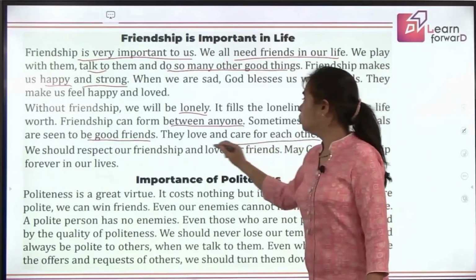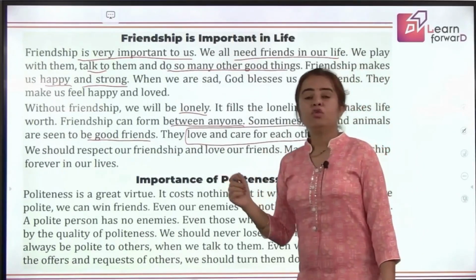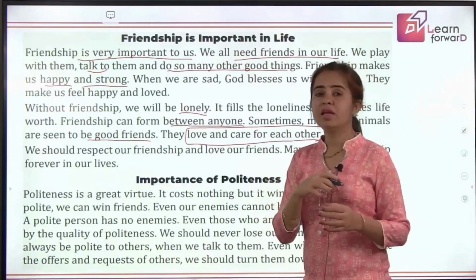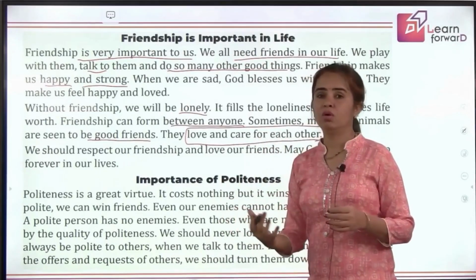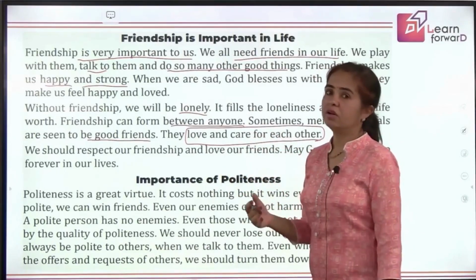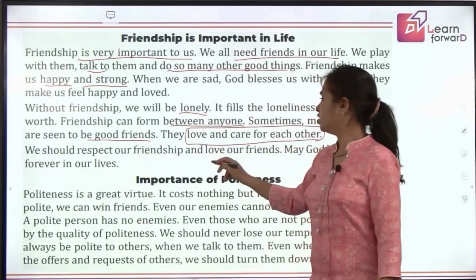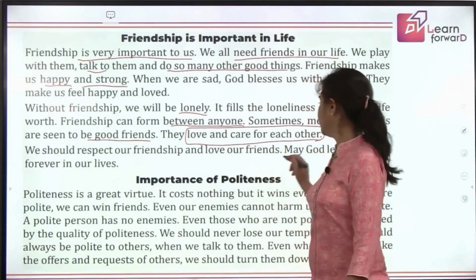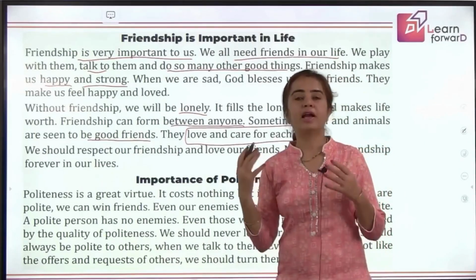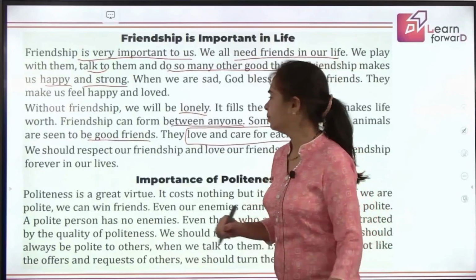This is more important in friendship, that you feel loved, you feel cared, and it should not be one way, taking only, it's about giving also. So you have to be the same way loving and caretaking for your friend also. We should respect our friendship and love our friends. May God let friendship be forever in our lives. So that means each one should be blessed with a wonderful friend, right?